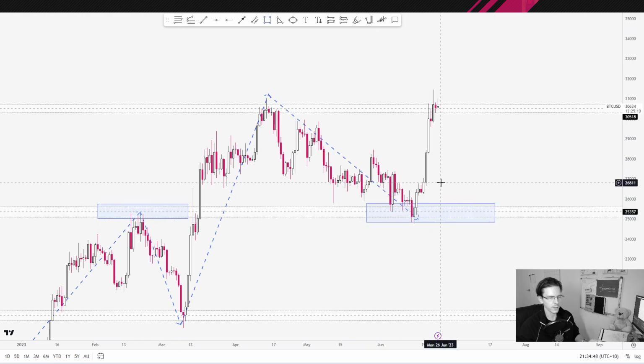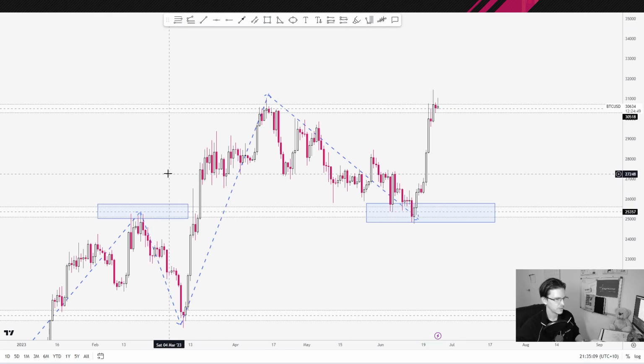When you go through it, it covers this more in depth. Right, back. Notifications going everywhere. Previous resistance becomes new support, right?